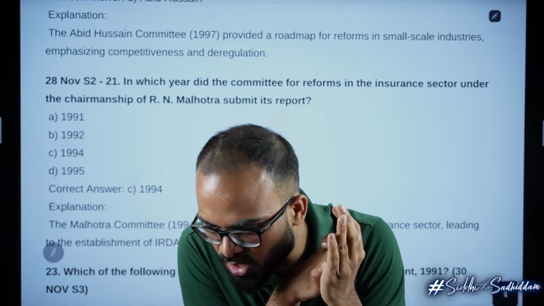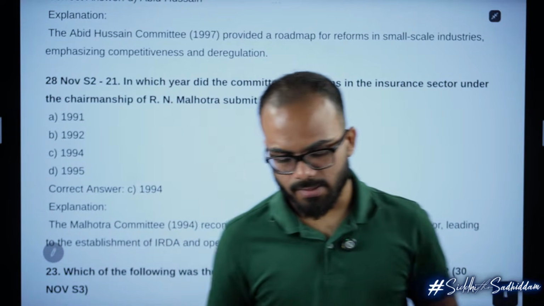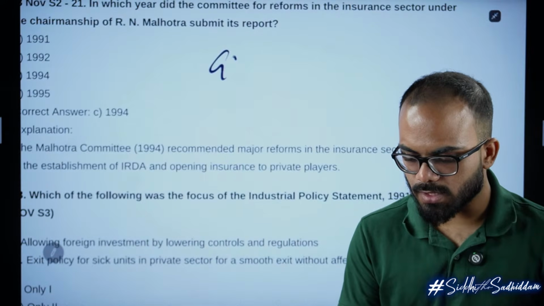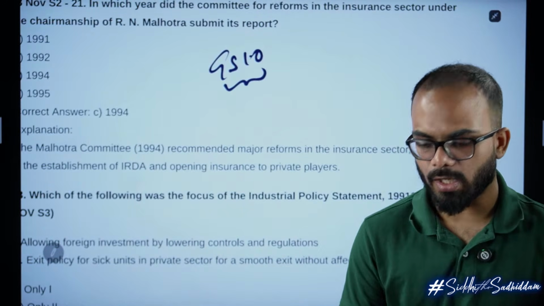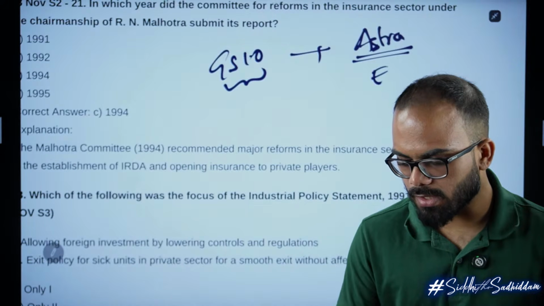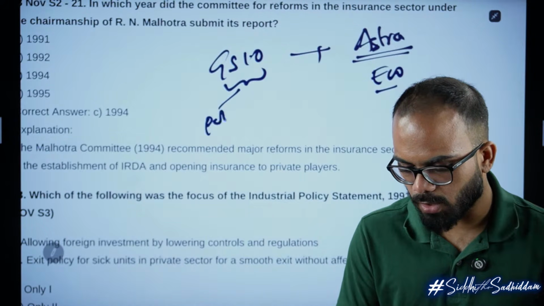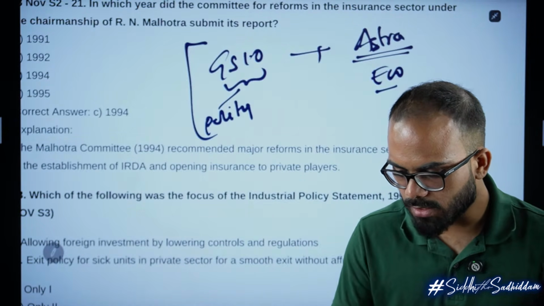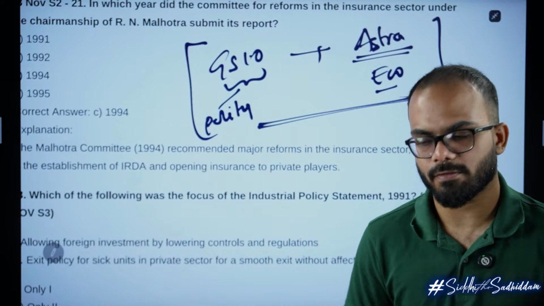Just starting my GS portion now, what should I do? See, in Siddhi we have two parts of GS. GS 1.0 is what we do in the morning and Astra is what we do in the evening. Here I am dealing with economics and here I am dealing with polity. If you are starting right now, this combination is more than enough.